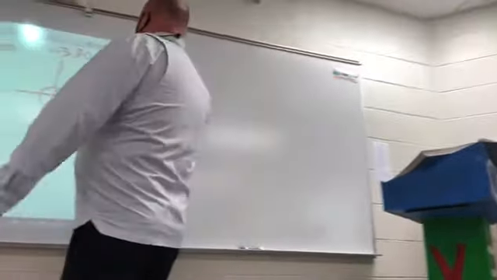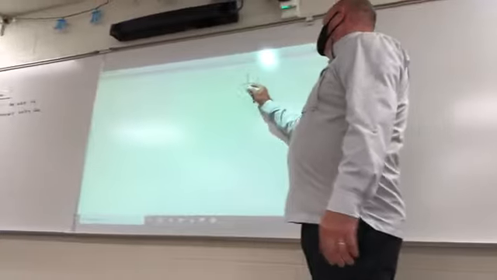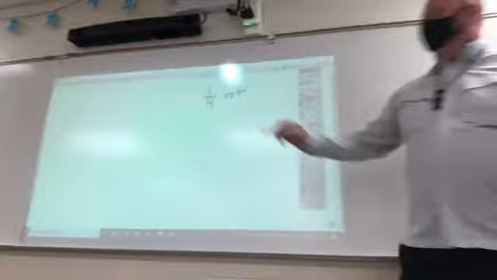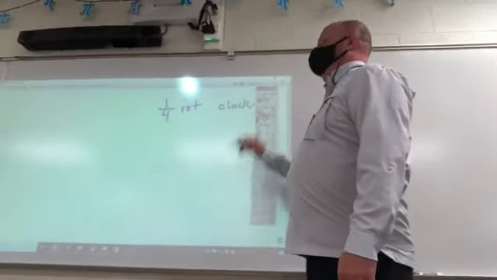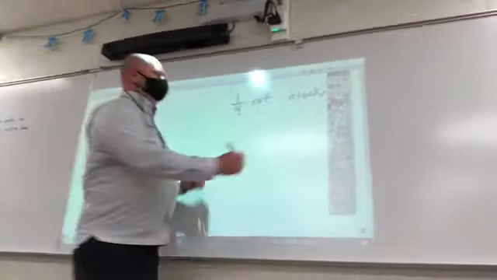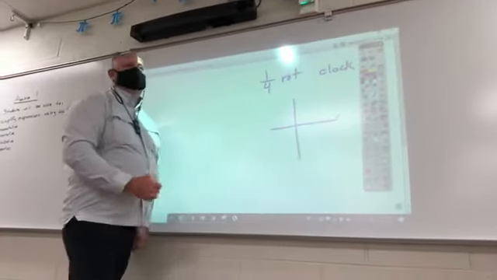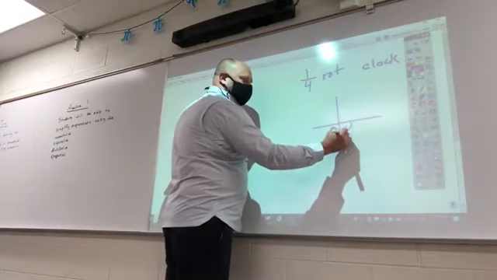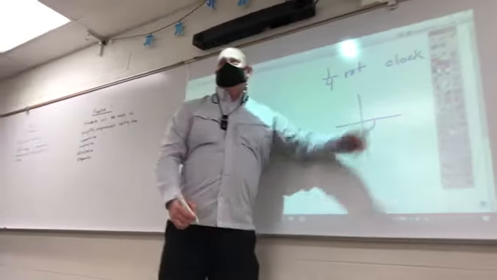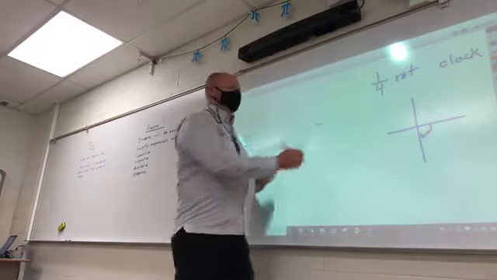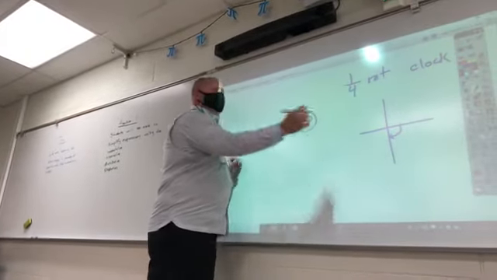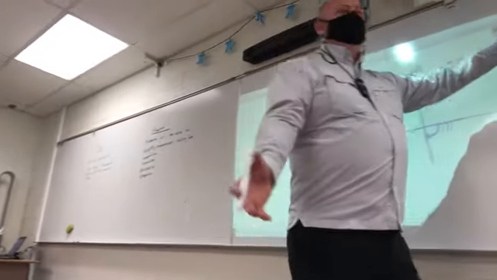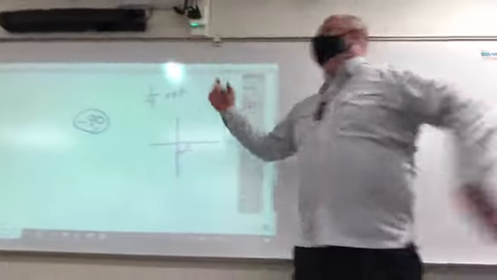All right, number one. They want you to draw and find 1/4 of a rotation in a clockwise manner. So, what direction am I going? Down, which is a negative answer. 1/4 wouldn't, well, it's already split into quarters, isn't it? So, the answer is negative 90 degrees. Simple. And then be able to draw it. That's all I need.